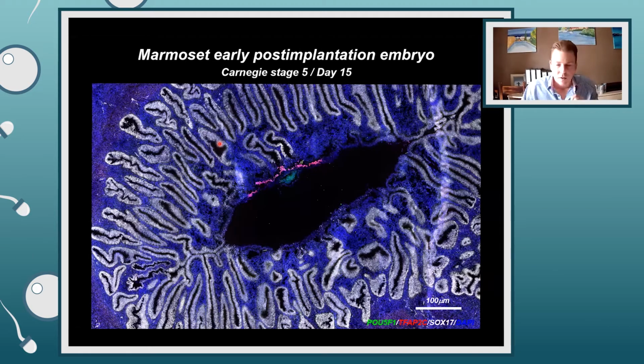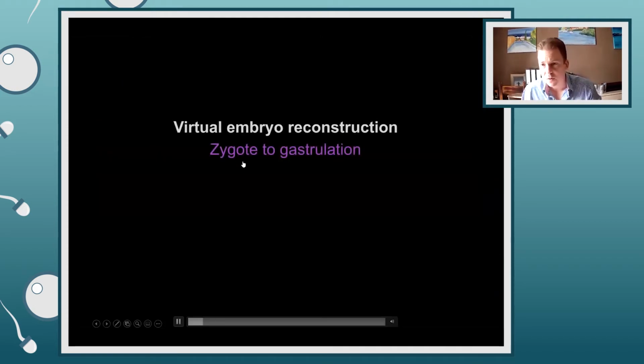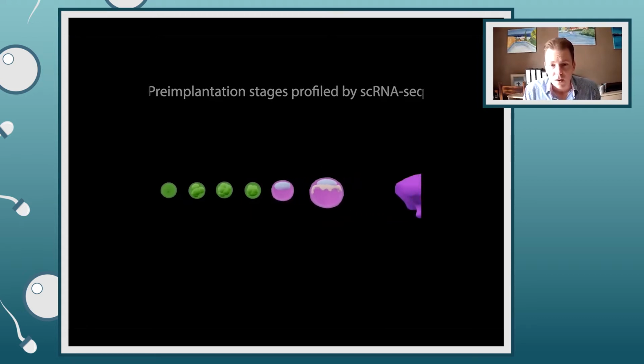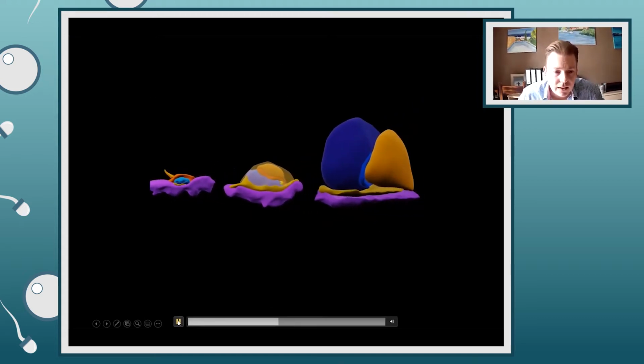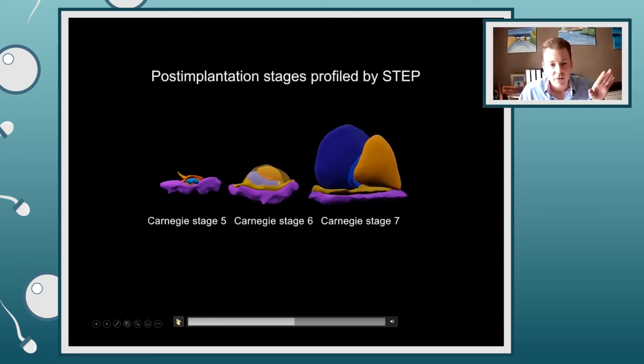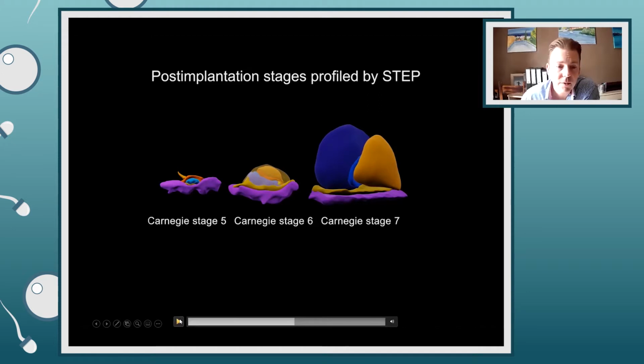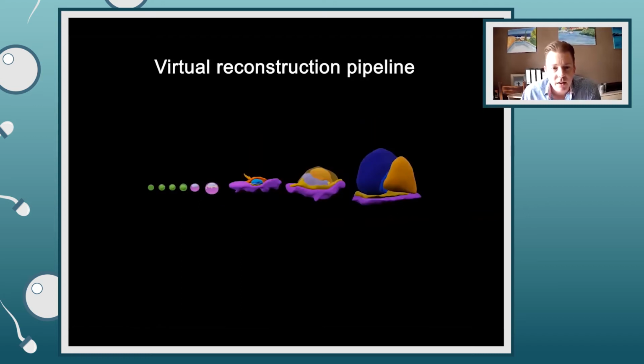Now, what the people in my lab have done is they've done lots of these sections, and we have put them together, and I'd like to show you this in an animation. We've put it together with our single cell RNA sequencing data from pre-implantation development. This allowed us to have a consistent data set from zygote to late gastrulation, covering Carnegie stages 5, 6, and 7. And these are the models.